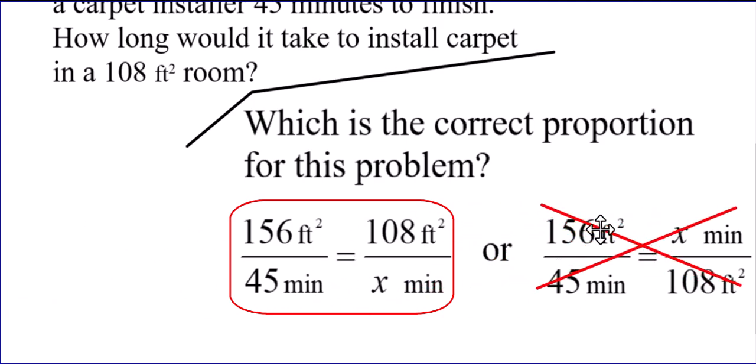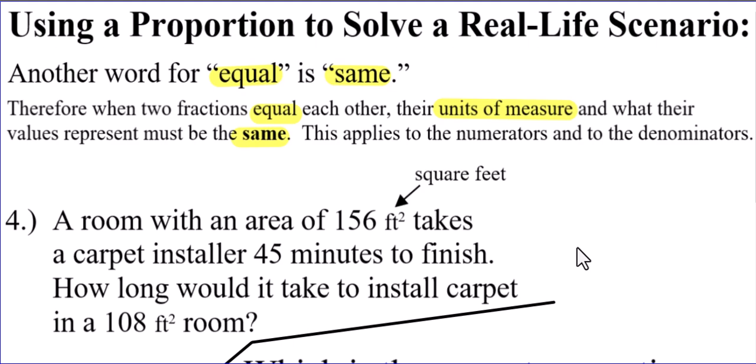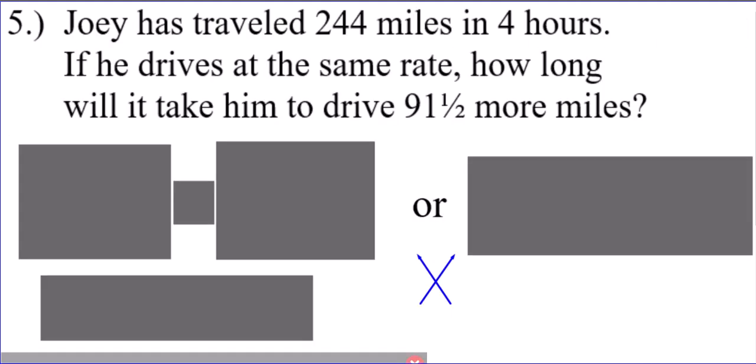The problem with the one over here on the right is that it flip-flopped the second fraction and put minutes on top and square feet on bottom, which was not the way that it was done on the first fraction. To set up a proportion correctly, both fractions have to be set up the same way. In fact, turn the page. Let's look at another one together.